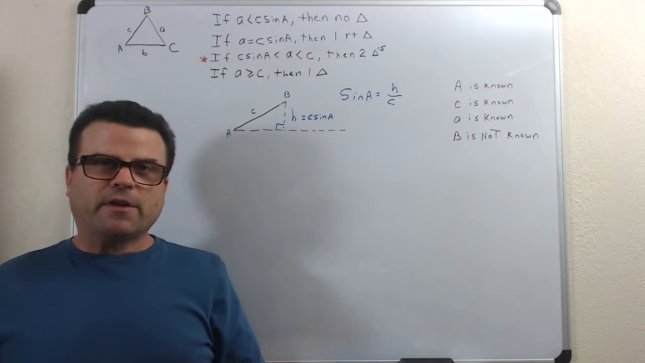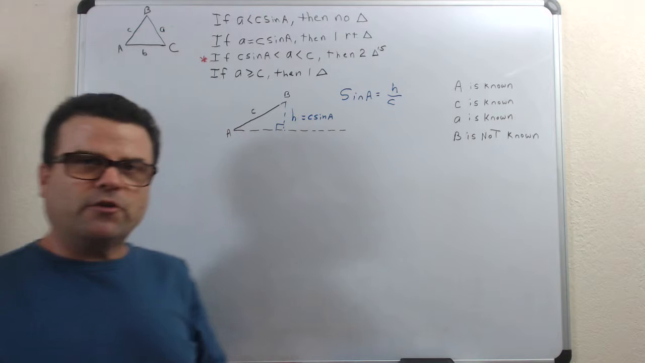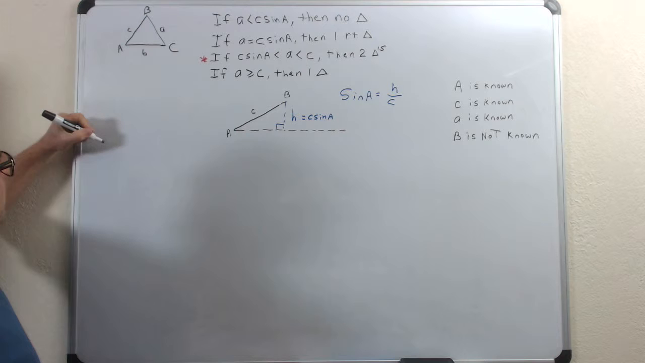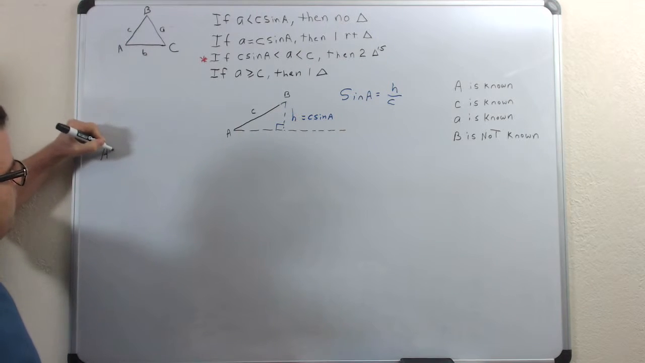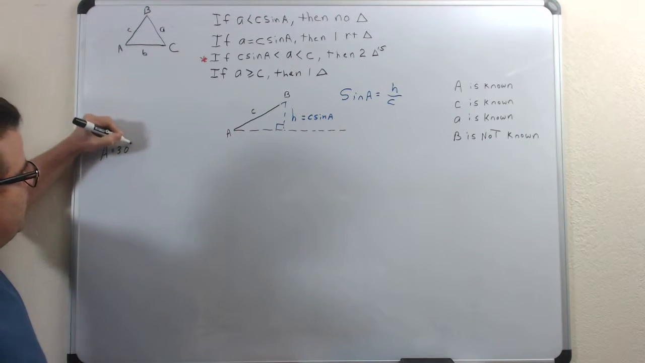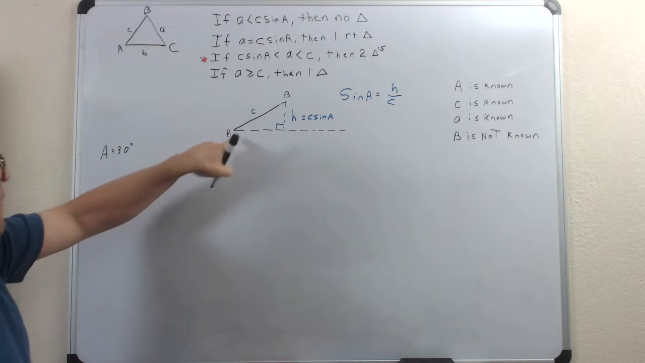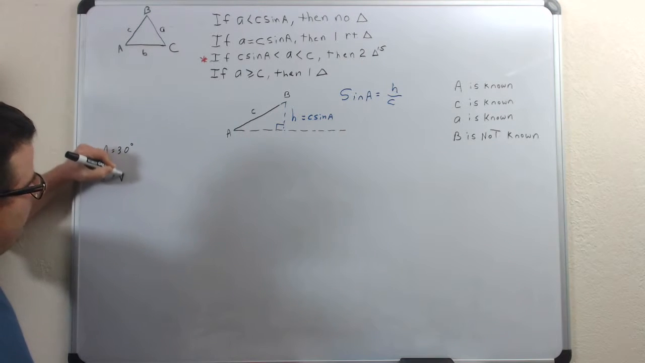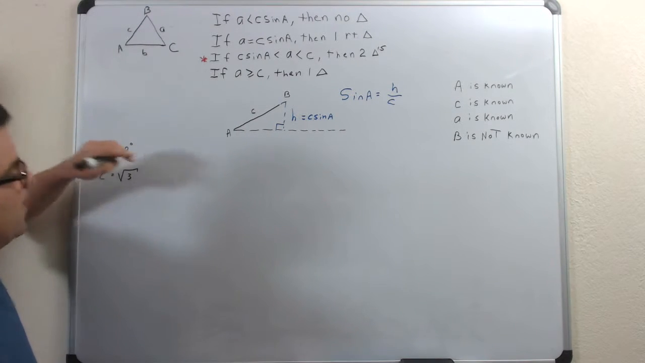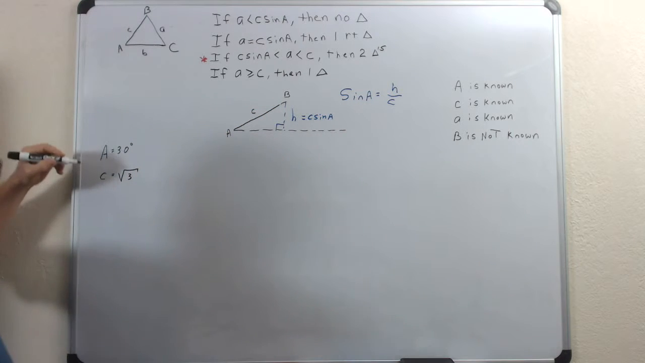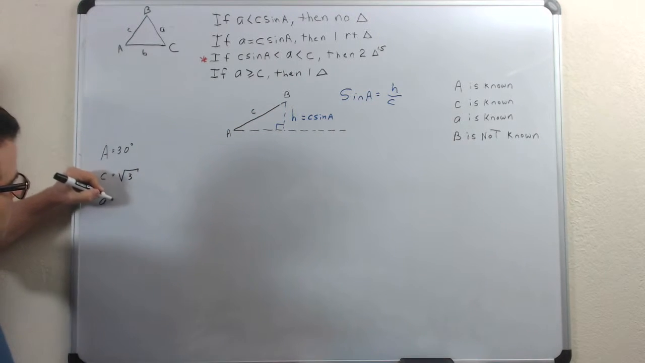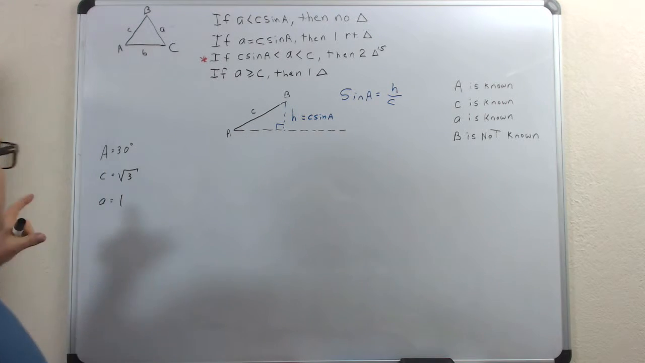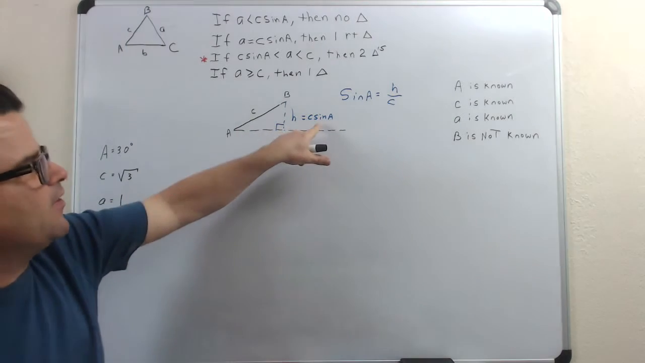Now let's do a specific example, and the most interesting one is the ambiguous case. I'm going to let capital A equal 30 degrees, so angle A is 30 degrees. C equals the square root of 3, that's the length of this side, C. And a equals 1. So what we want to do is compare a to c sine A.